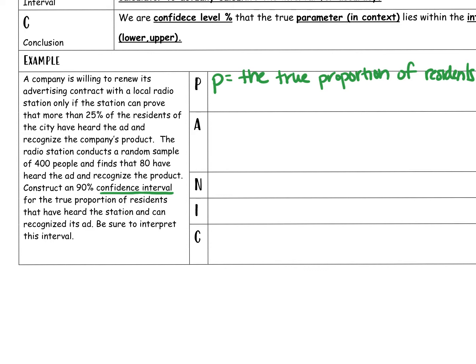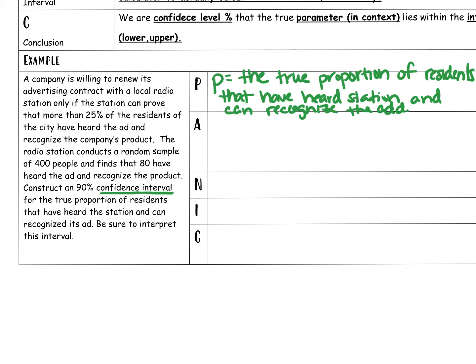And look, it tells me what P is right here: the proportion of residents that have heard the station and can recognize the ad. So this is the true proportion of residents that have heard the station and can recognize the ad. So that's what our P is.